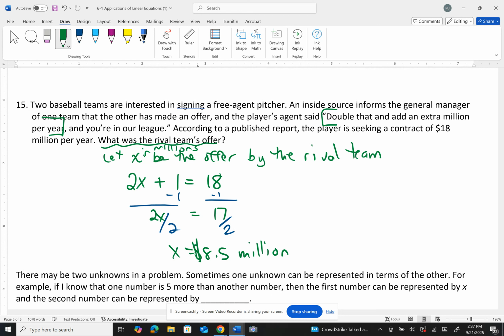Okay. So that one team offered 8.5 million. The other team's trying to decide what to offer. They know they need to double that, so they need to do 2 times that and add another million to get to what that player was really looking for. So see how that would lead to the 18 million that the player was looking for.